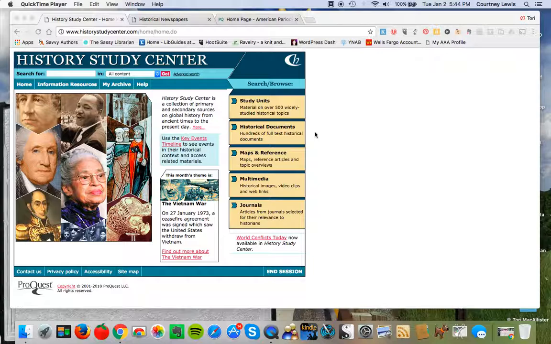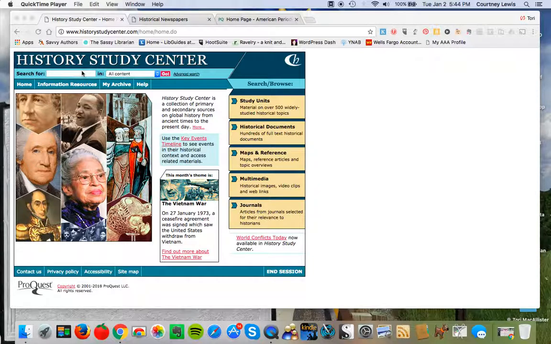So here we have one particular database that I think is very helpful in this process. This is the History Study Center, which is put out by ProQuest, which are the same people who do the historical newspapers database, which you will undoubtedly use. And absolutely, they have a variety of stuff in this. There are secondary sources, primary sources, reference articles. If it's more modern, they have video, they have plenty of images, maps, you name it.